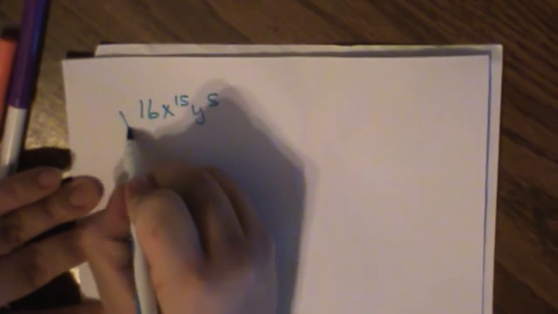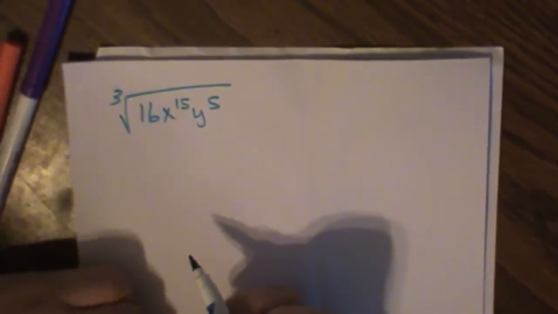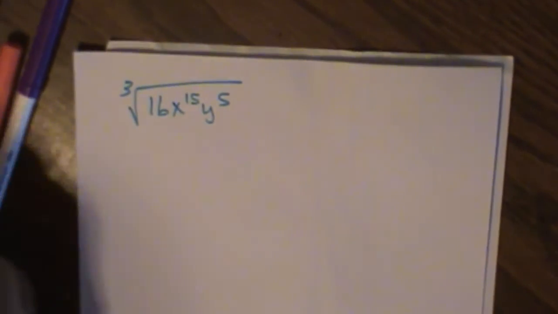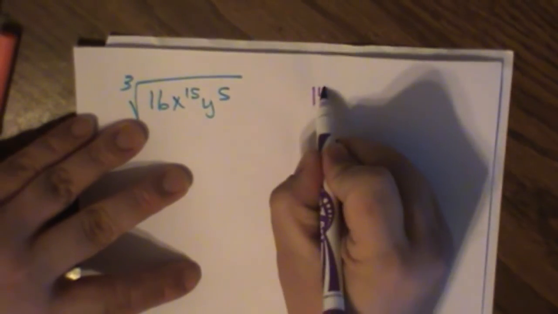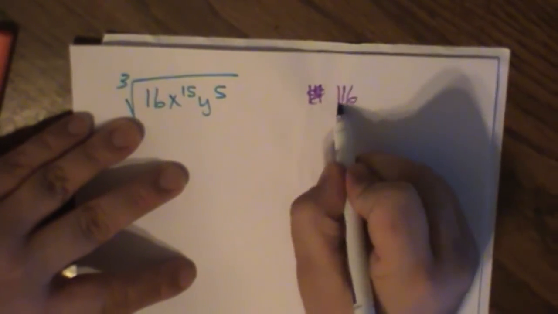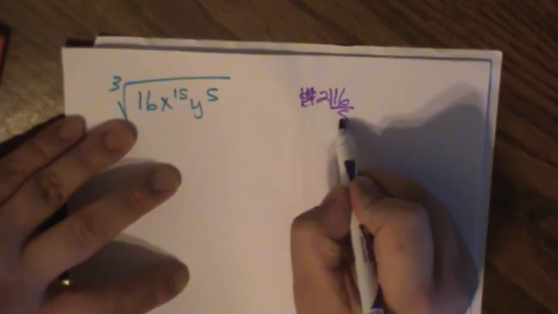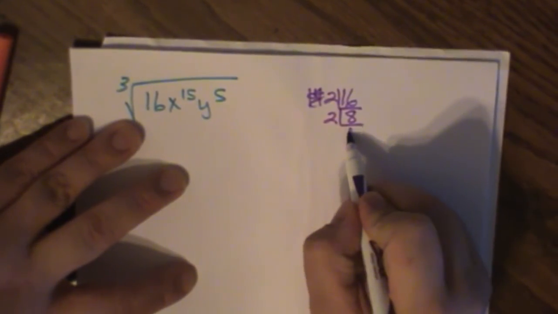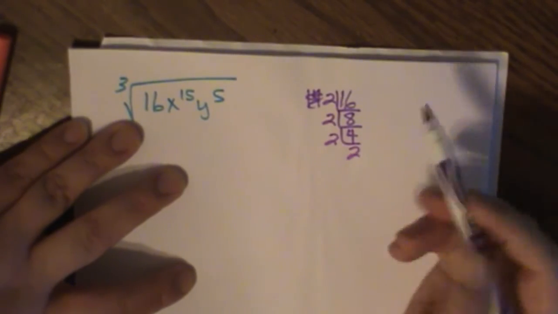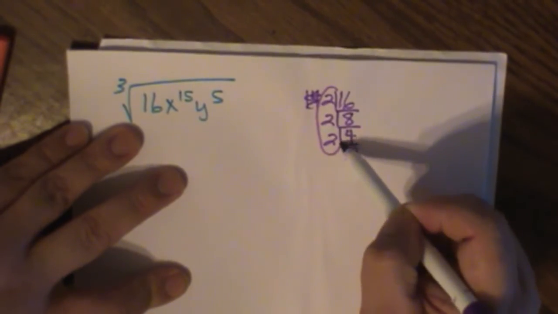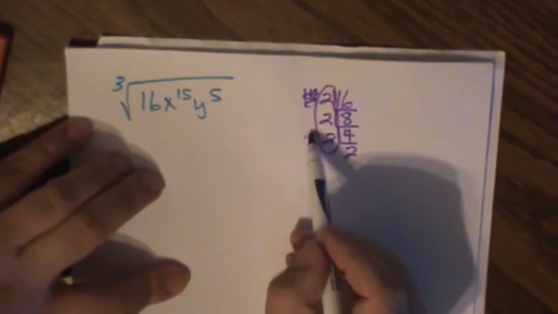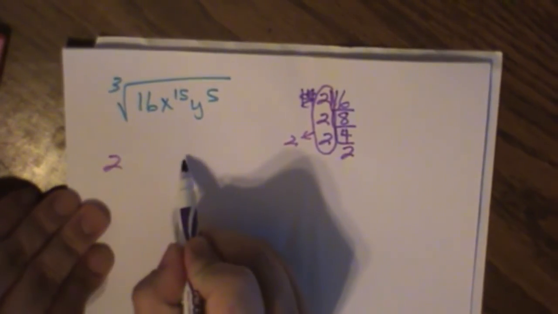This one is 16x to the 15, y to the 5th, and we're going to take the cube root of those. First thing we do is we look at the number. We have to do the prime factorization, and we can take 2 into that. 2 goes into 16 8 times, 2 goes into 8 4 times, 2 goes into 4 2 times. Our index tells us we have to have 3 in our group, so we can pull 1 2 out, and the other 2 has to stay in.